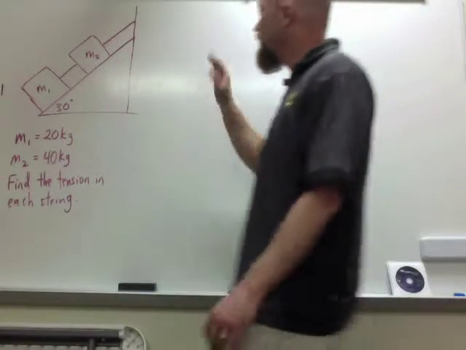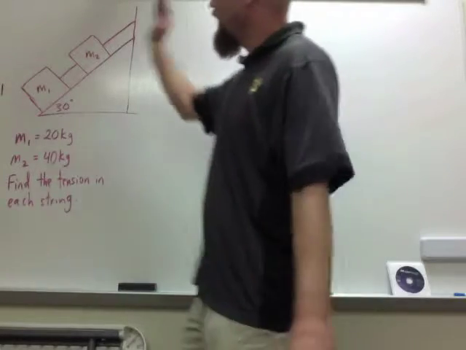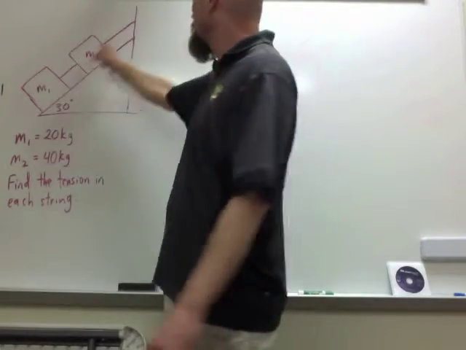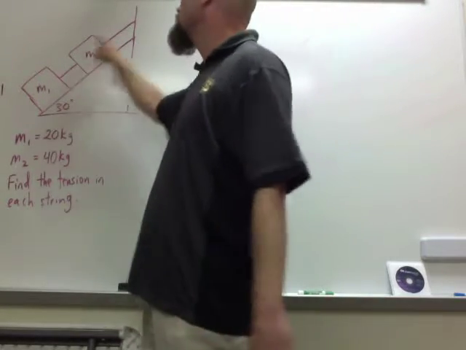One more problem. I have an incline, so we'll do another practice a little bit with incline. I have two masses. They're connected by strings. There is a string connected to the wall. My masses are not moving, and I want to find the tension here and the tension there. Okay?